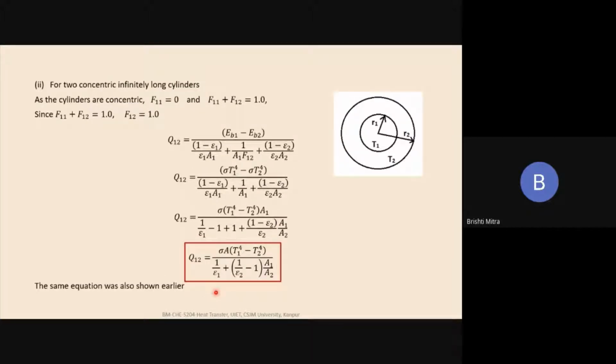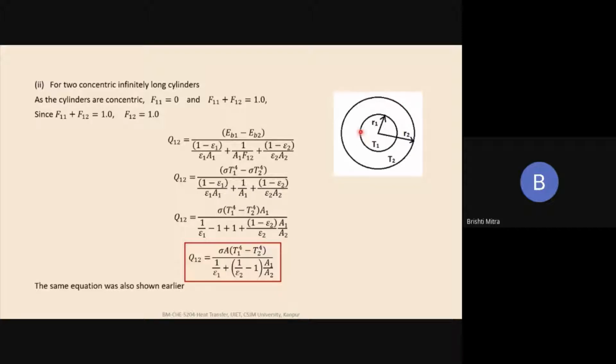Now let us look at two concentric infinitely long cylinders. So there are two cylinders like this. This is a cross-sectional view. These are infinitely long cylinders. The outer one has a radius of R2 and is at a temperature of T2. The inner one has a radius of R1 and is at a temperature of T1. We want to see what is the net rate of heat transfer between the two surfaces, that is Q12, the net rate of heat transfer from surface 1 to surface 2.